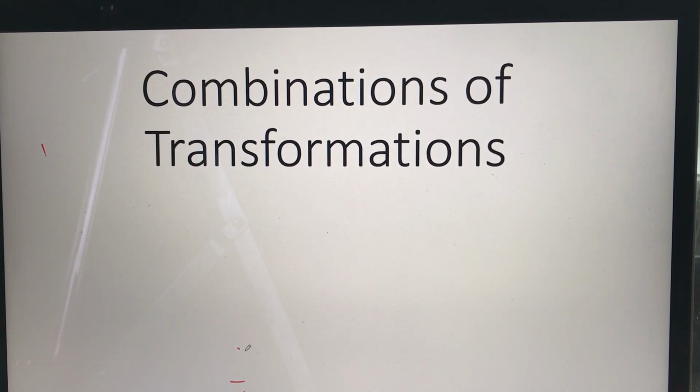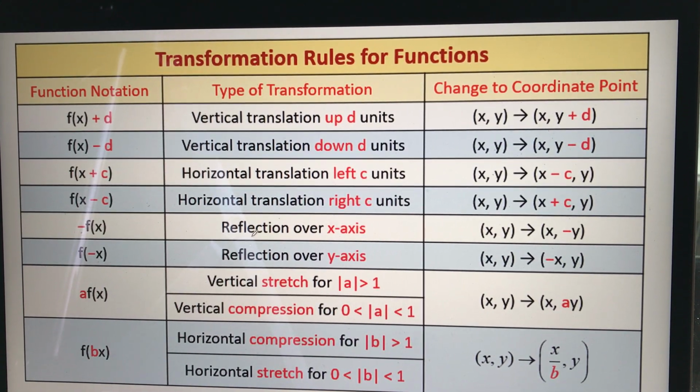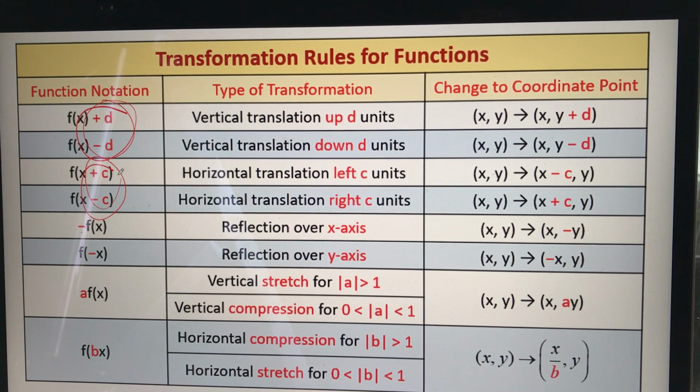So next we'll take a look at combinations of transformations. Now this is a lot, so let's not worry about writing this down. This just has everything put in here all together. So we have the vertical, that's the up and down. We have the horizontal, left and right. We have the reflections here, and we have the A out front, the vertical distortions. And they just use B in here, but that's that K value we've been talking about. So really that's a K we've been looking at.